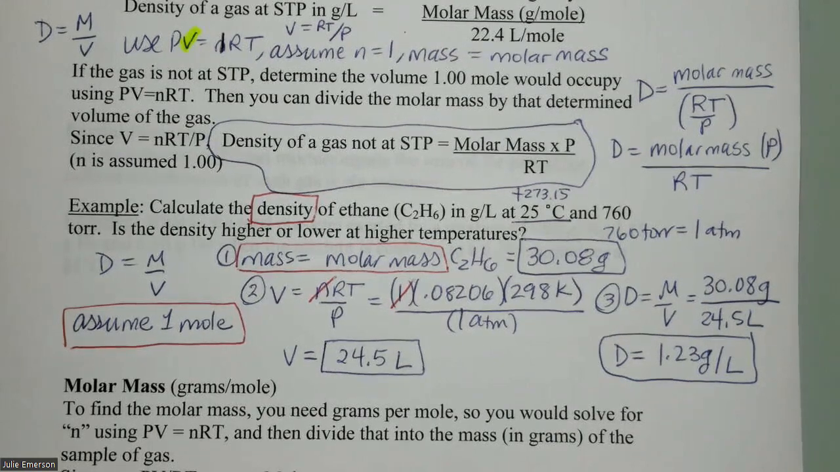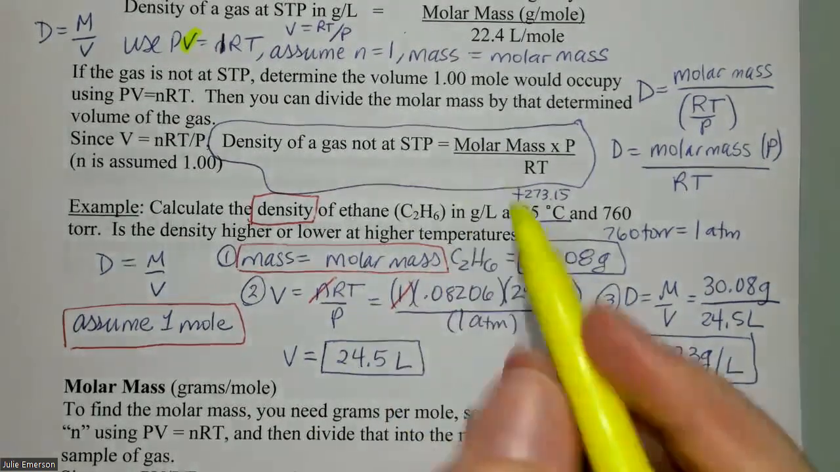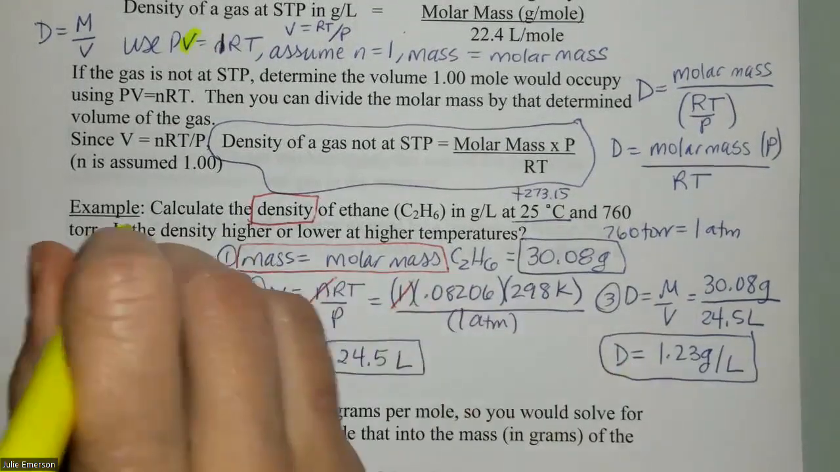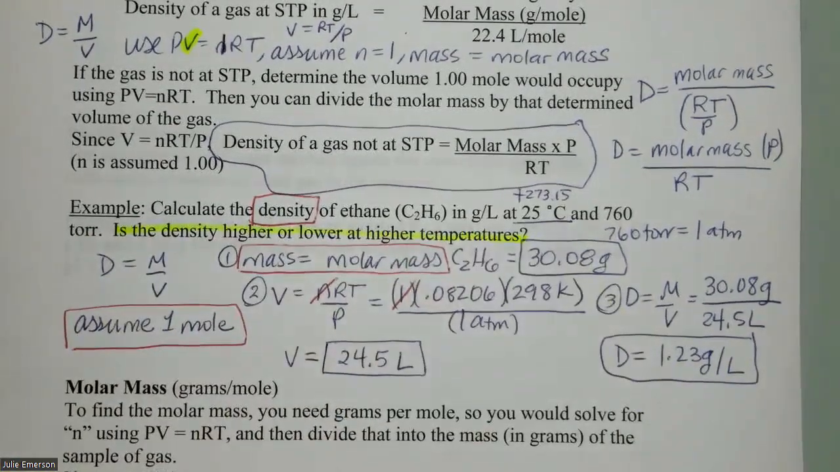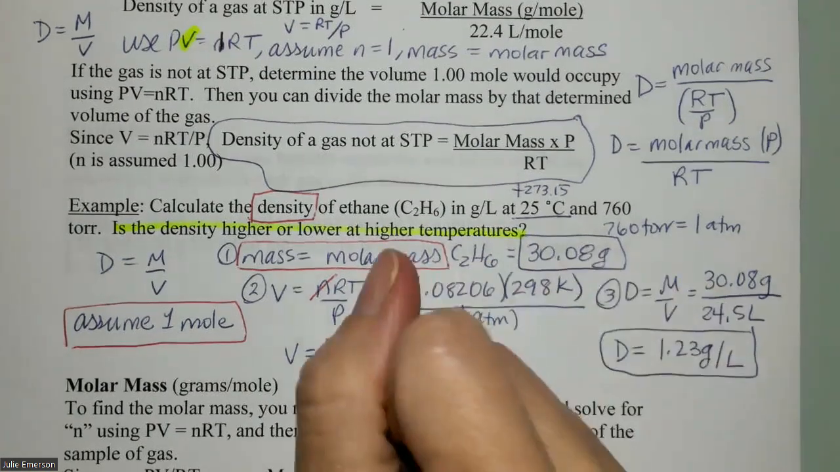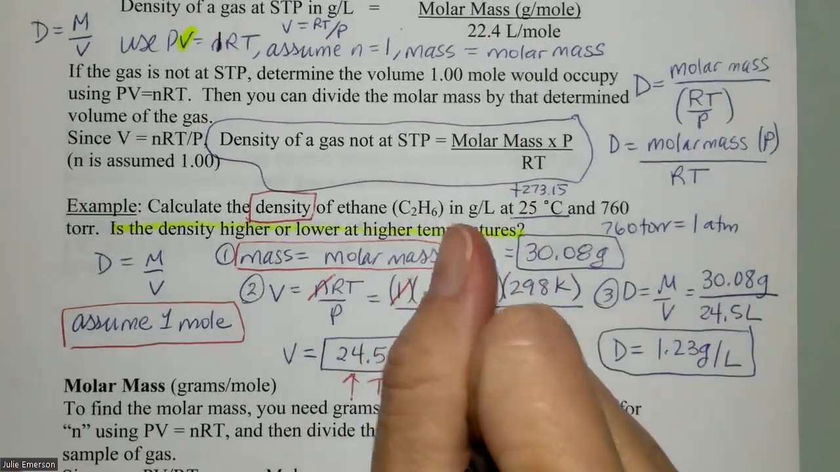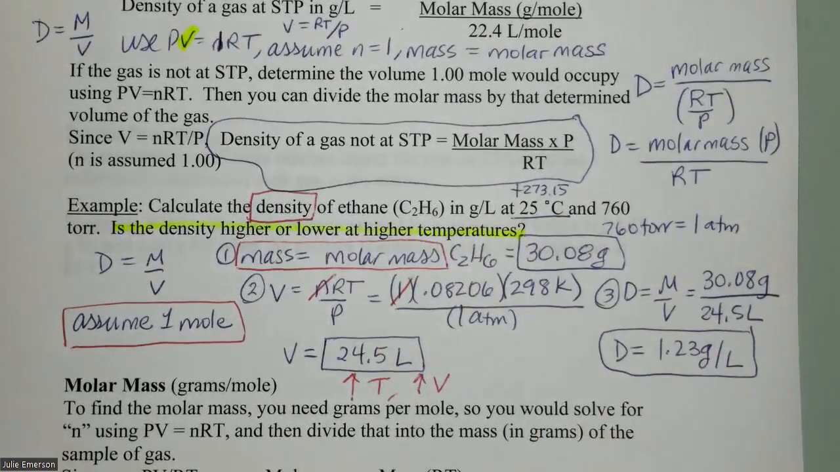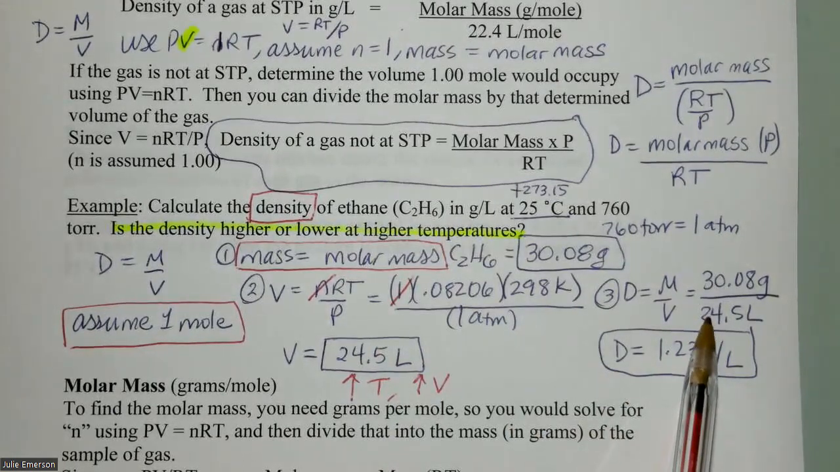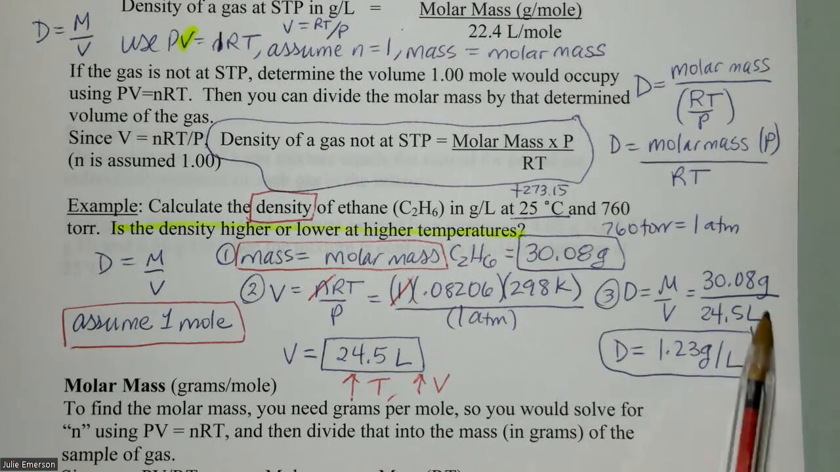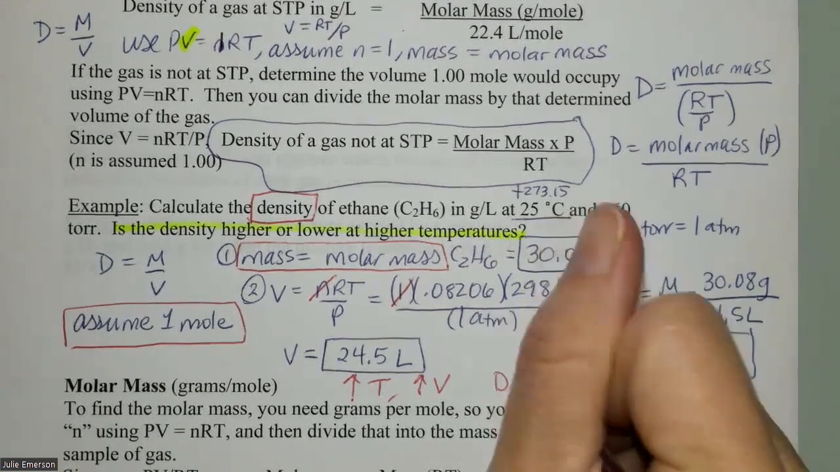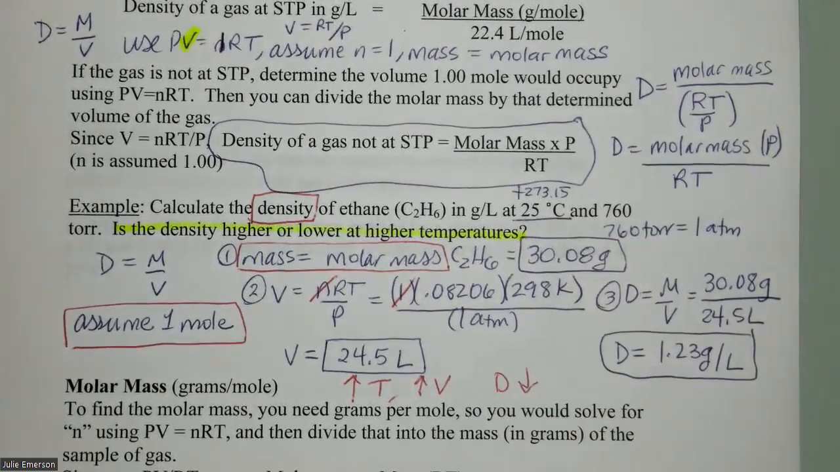Now the follow-up question said, would the density be higher or lower at higher temperatures? And what we know is from Charles' law that if we increase temperature, right, the volume will increase. So then I think about the denominator here. If volume goes up, the denominator gets bigger. That means the density is going to go down. So density goes down when you're at higher temperatures.